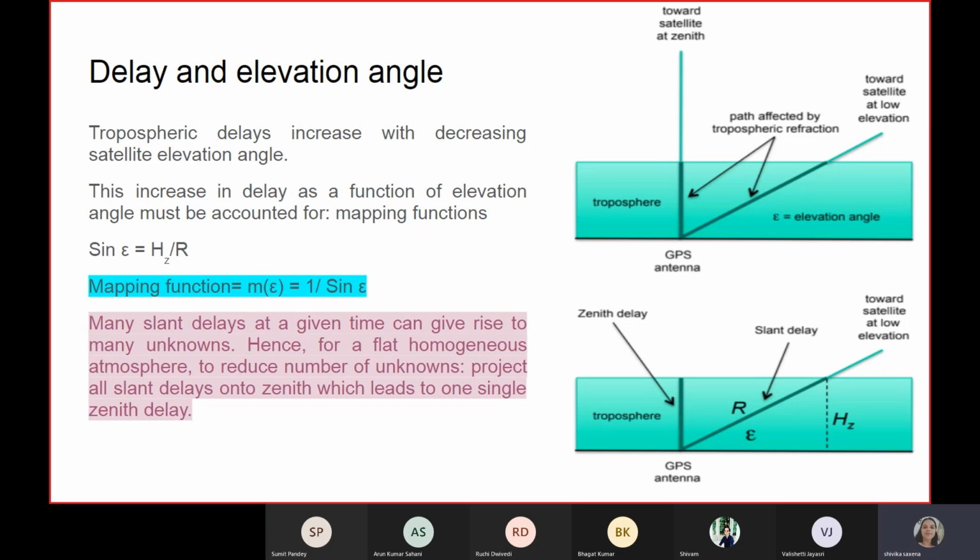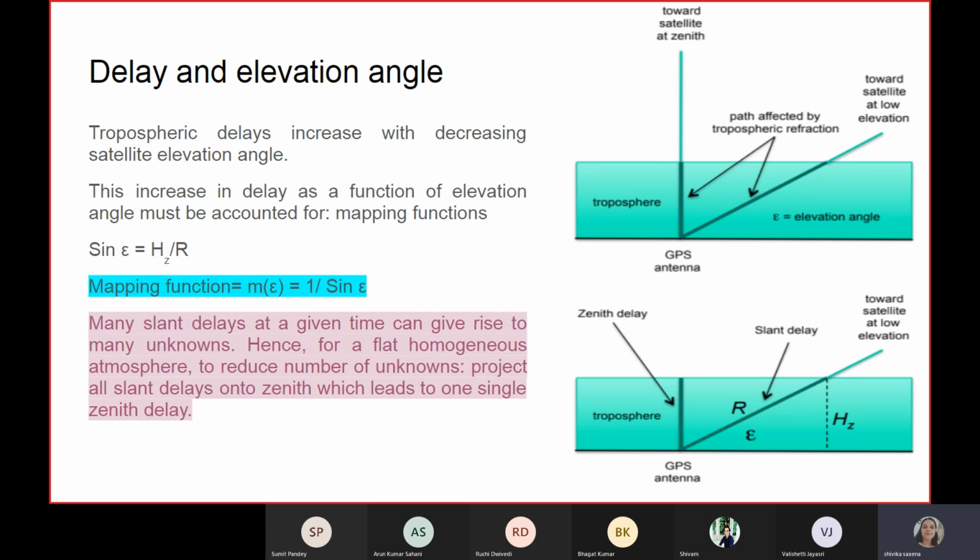So many slant delays at a given time can give rise to many unknowns. There are so many directions from 0 degrees to 90 degrees, so there can be many slant delays. The signal can travel at any elevation angle, so many unknowns will arise. To avoid this, for a flat homogeneous atmosphere, we can reduce the number of unknowns by projecting all the slant delays onto the zenith direction, which leads to one single zenith delay.